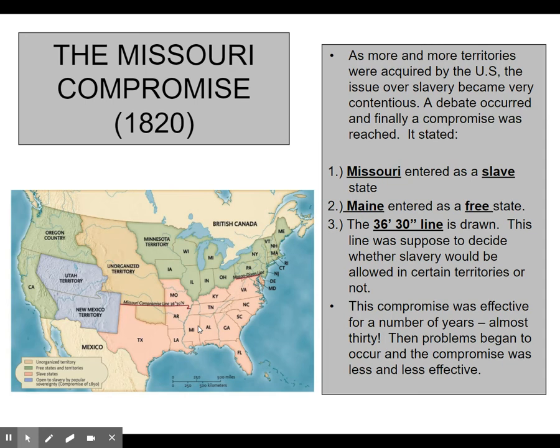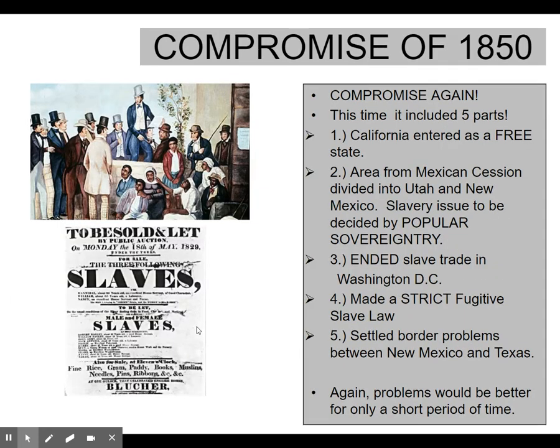However, in 1850, the southern states threatened to secede, and so there was a need for a new compromise. So the Compromise of 1850 was written. Henry Clay and a handful of other people worked on it, and there were 5 parts to this compromise in order to keep the southern states happy for a short time. So the 5 parts were: number one, California would be entered as a free state, so that pleased the North.